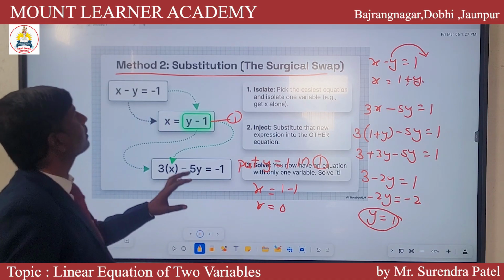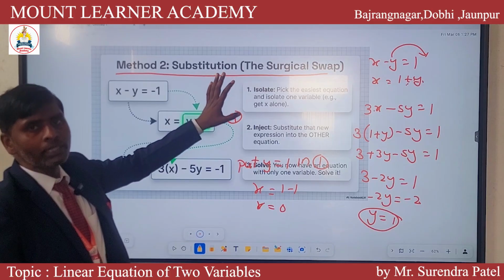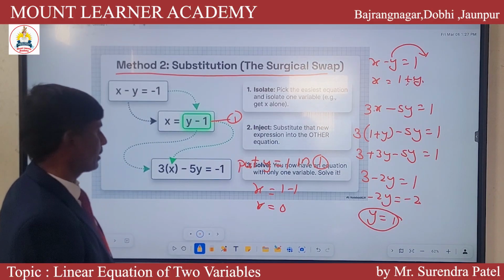So this method is called substitution method.